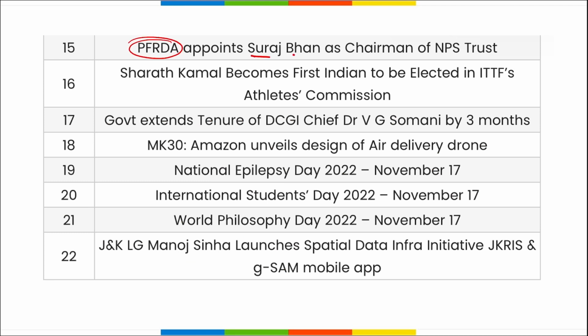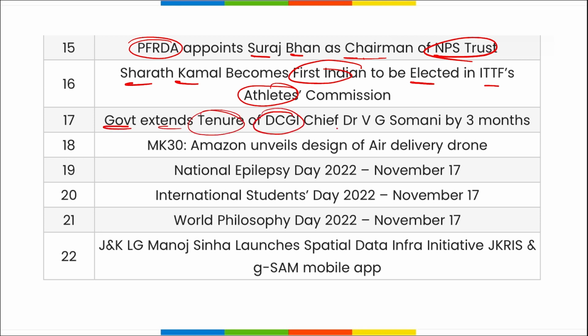PFRDA appointed Suraj Bhan as the chairman of NPS Trust. Sharat Kamal became the first Indian to be elected in the ITTF's Athletes Commission. Government has extended the tenure of DGCI Chief Dr. VG Somani by 3 months. MK30 Amazon unveiled the design for air delivery drone.